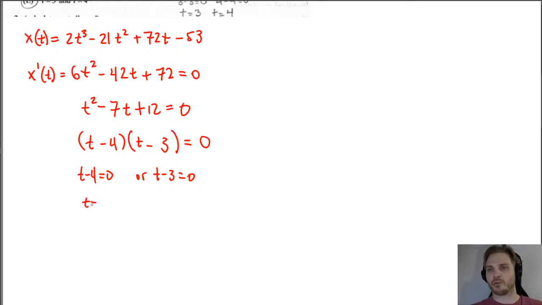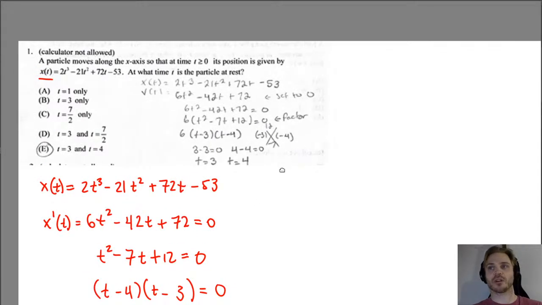I add 4 to both sides. I add 3 to both sides. And so at either of these times, our velocity will be 0. Yeah, and that's the answer here.